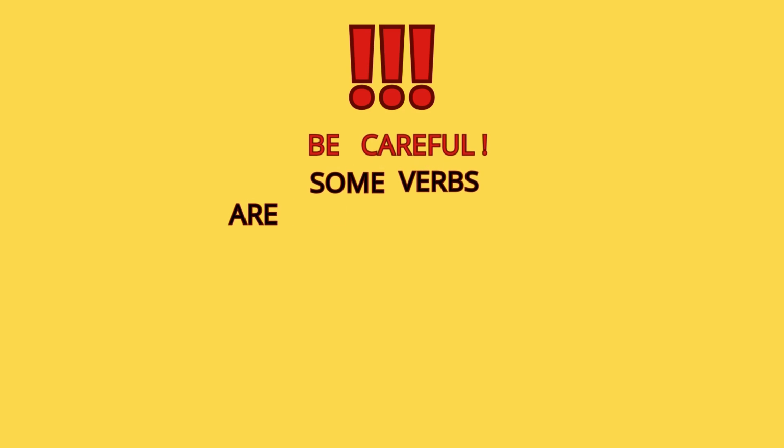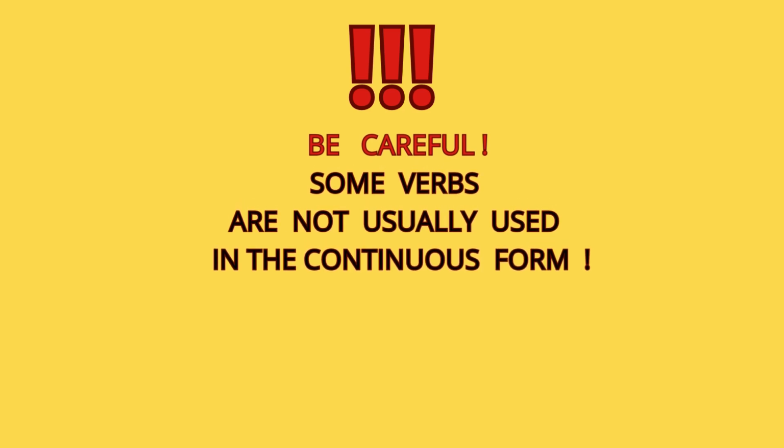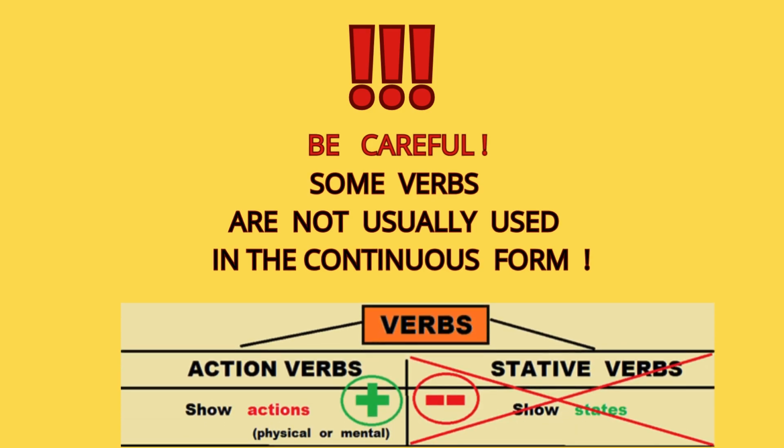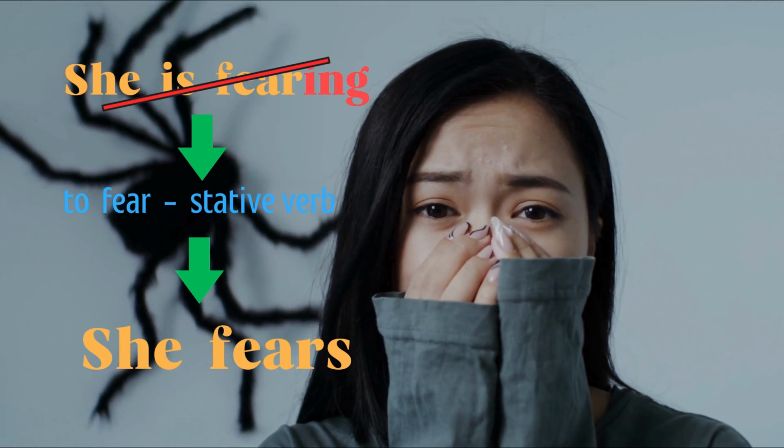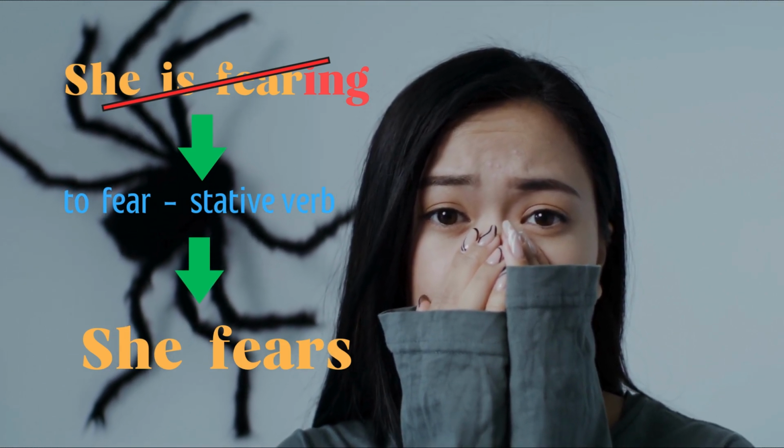Be careful. Some verbs are not usually used in the continuous form. We can't use any continuous tense, including the present continuous tense, with stative verbs. So we use the present simple with stative verbs.